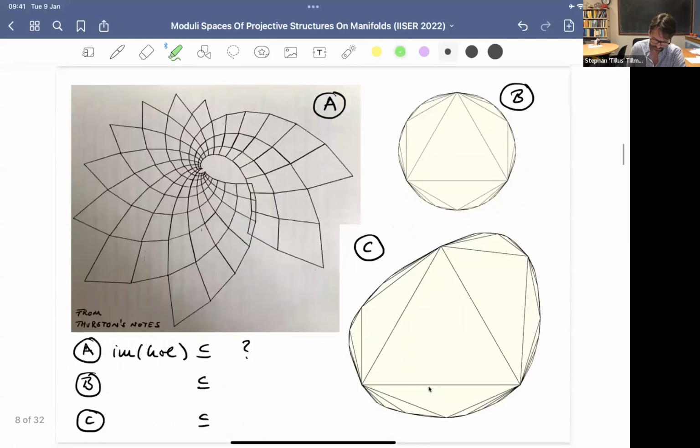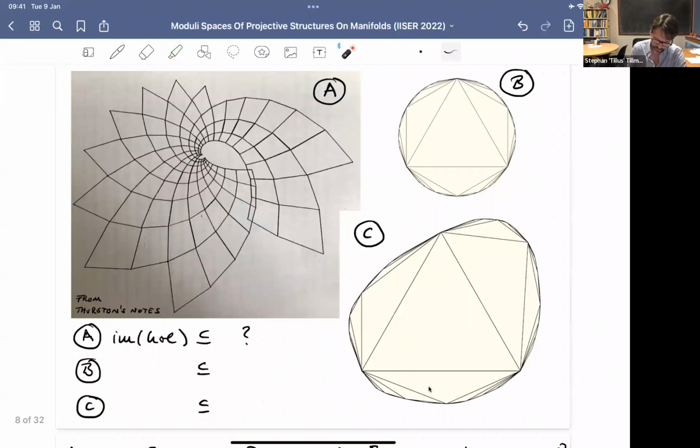And so here's some examples. Here is one example where maybe here was your fundamental domain and you had some matrices, or maybe not you and maybe not me, because this is from Thurston's notes. So maybe Thurston had some matrices and started generating this picture. And so what is the image of the holonomy? In which group does it land? Well, your guess is as good as my guess. And when you look at this picture, what kind of structure do you think you're looking at?